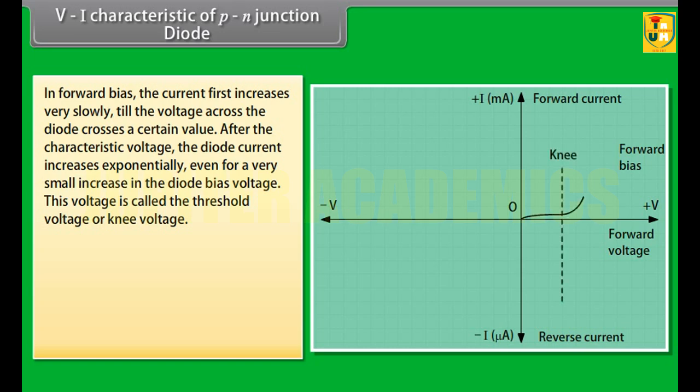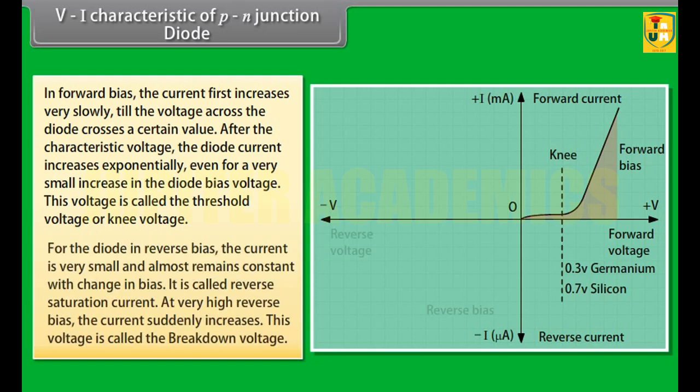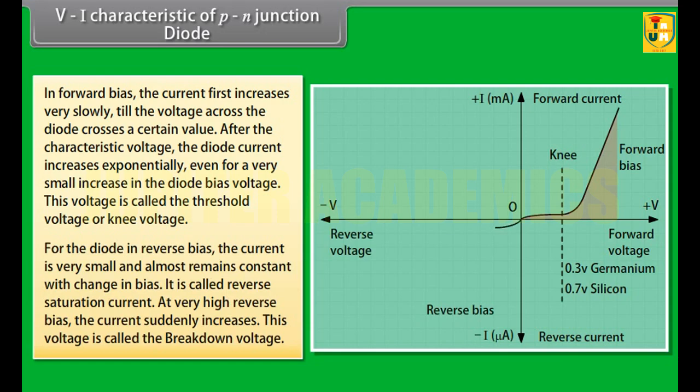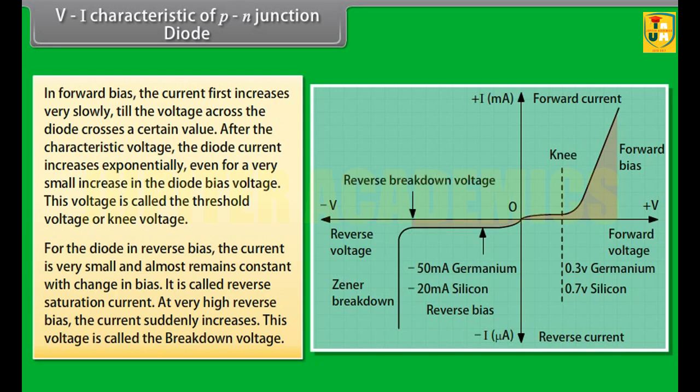After the characteristic voltage, the diode current increases exponentially, even for a very small increase in the diode bias voltage. This voltage is called the threshold voltage or knee voltage. For the diode in reverse bias, the current is very small and almost remains constant with change in bias. It is called reverse saturation current. At very high reverse bias, the current suddenly increases. This voltage is called the breakdown voltage.